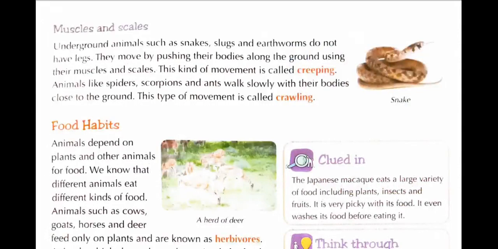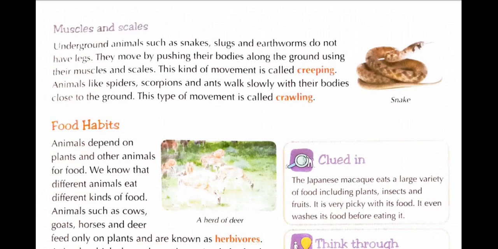Underground animals such as snakes, slugs and earthworms do not have legs. They move by pushing their bodies along the ground using their muscles and scales. This kind of movement is called creeping. Animals like spiders, scorpions and ants walk slowly with their bodies close to the ground. So this type of movement is called crawling.